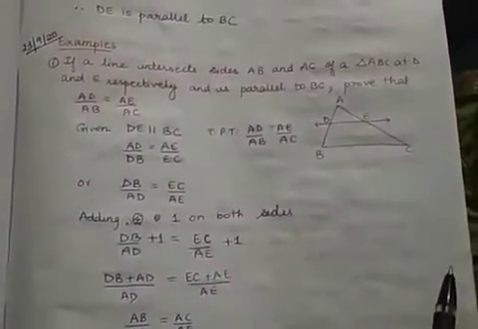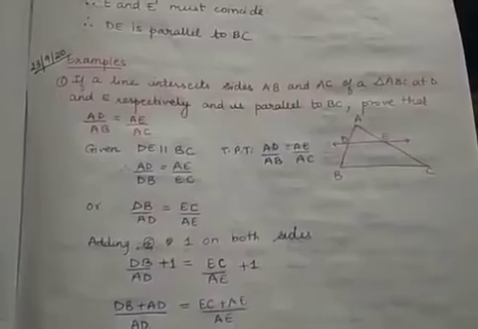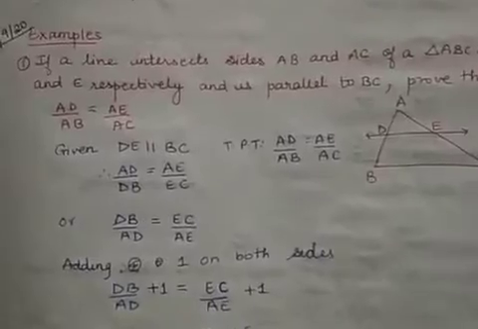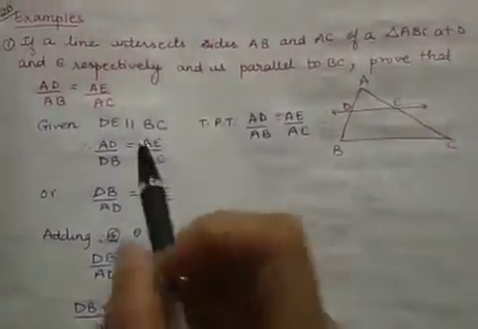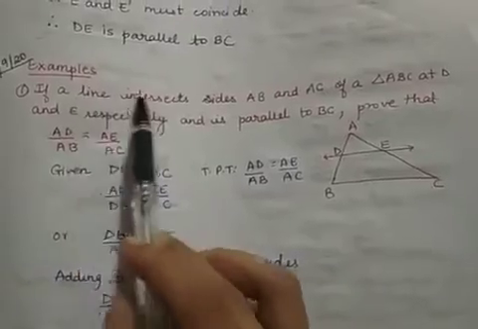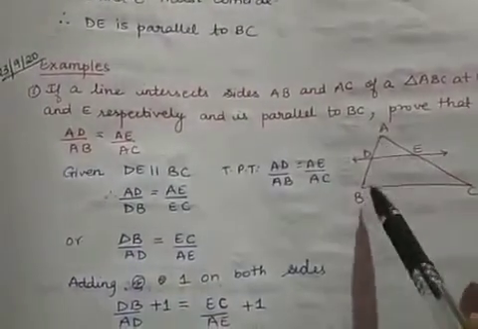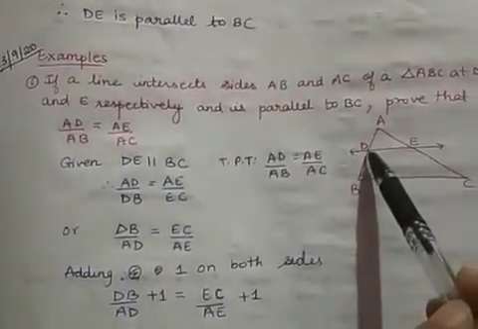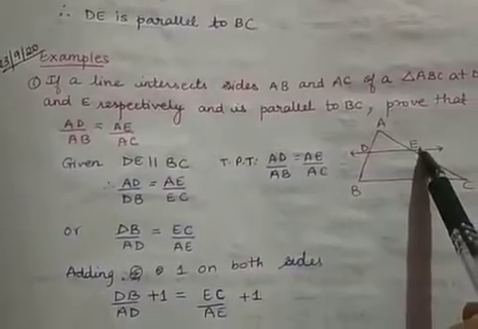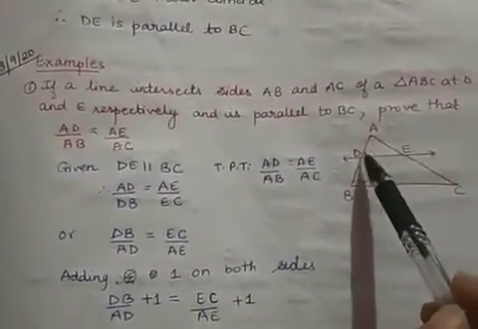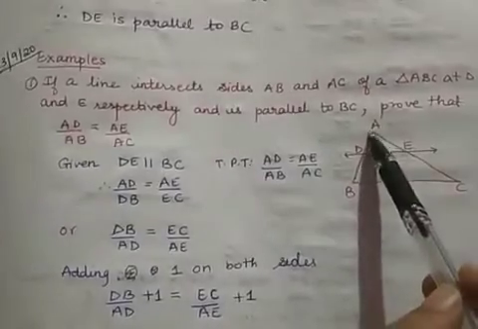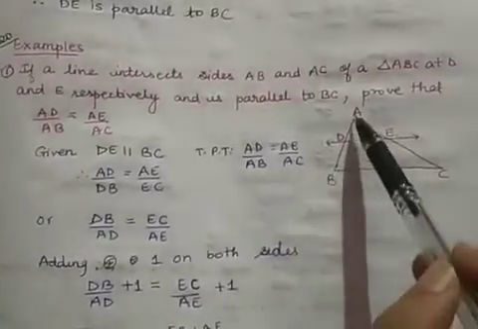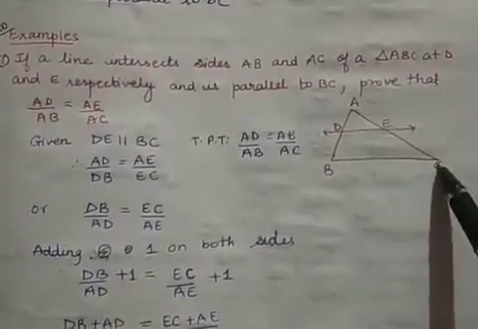In this video, let us solve some problems based on the basic proportionality theorem and also the converse of the theorem that we have seen in the last video. The first example is: if a line intersects sides AB and AC of triangle ABC at the points D and E respectively, and this line DE is parallel to BC, prove that AD upon AB is equal to AE upon AC.